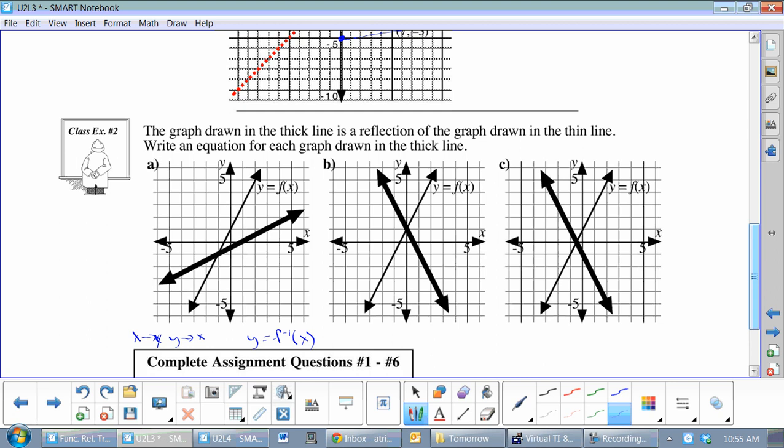Okay, B is a reflection on which axis, x or y? On the y. Okay, so that means x got replaced with negative x. So that is y equals f of negative x. Okay, next one, reflection on the y or the x? On the x. So y goes to negative y, which is y equals negative f of x.